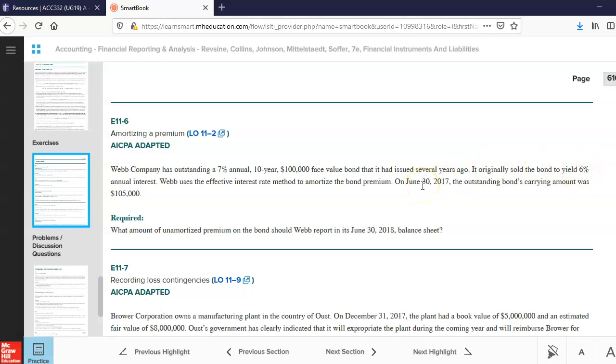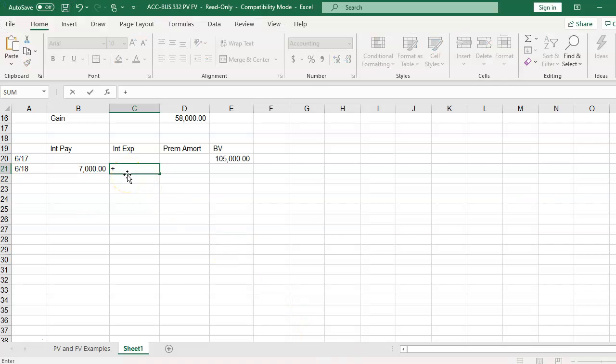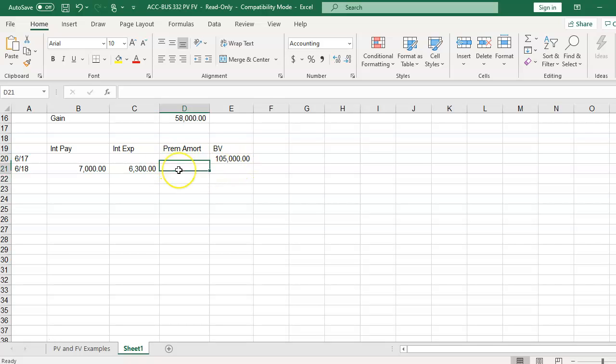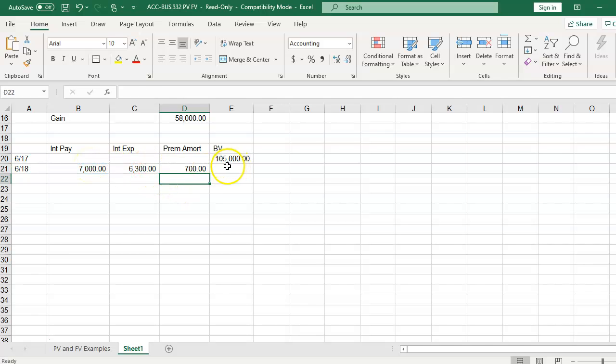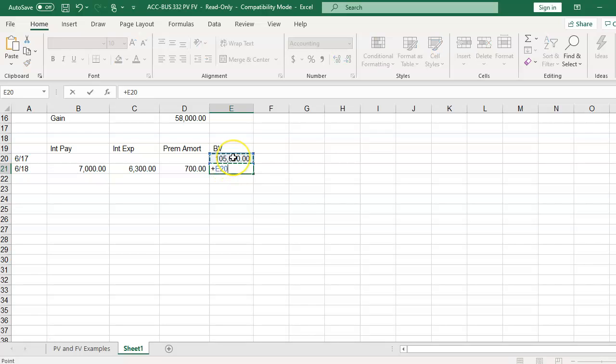My interest expense, though, is based on the effective rate of interest times, not the principal, but the carrying amount. So the yield is 6% and the carrying amount is 105. Interest expense is 0.06 times the book value of 105, and I get 6,300. The difference between those two becomes my premium amortization. My book value then becomes the previous book value minus the new amortization. I get to 1043. So that's my number, 1043.